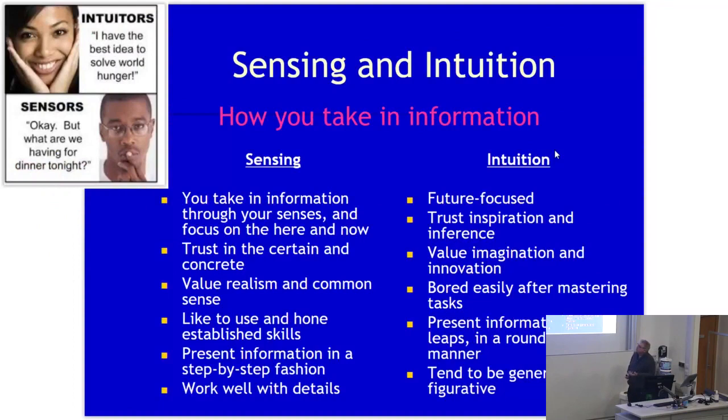So sensing and intuition, you see the little caption at the top there, the intuitors: I have the best idea to solve world hunger, big picture. And the other extreme is, okay, but what are we going to have for dinner tonight? Much smaller picture than that. So you can see we've got some information here. You're taking information through your senses and focus on the here and now. Trust in the certain and the concrete. Value realism and common sense. Like to use and hone established skills. You know, like details.